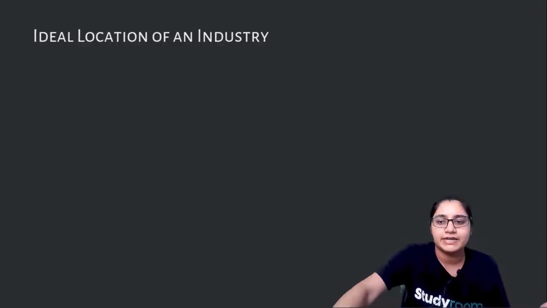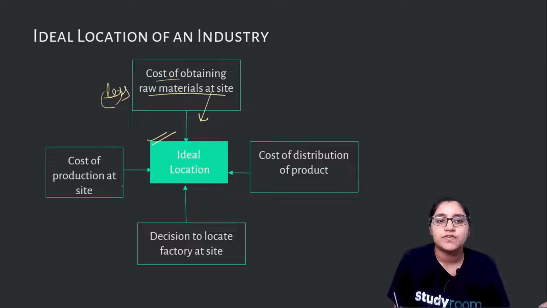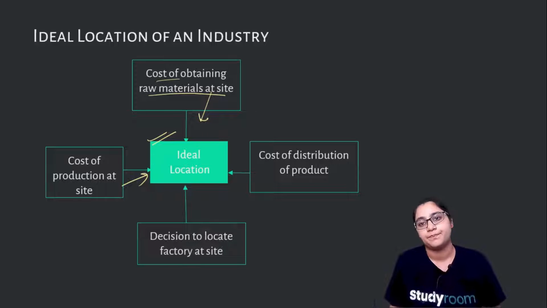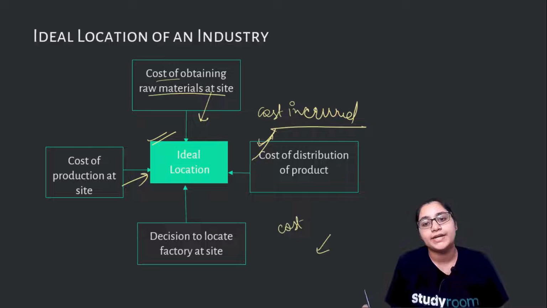There is an ideal location of an industry. So ideal location depends on what? Cost of obtaining raw materials at site should be less. Cost of production at site should be less. Keep these things in mind: the cost of obtaining raw materials at site should be less, then only you will locate there. All right. Cost of distribution of the product also matters. These are the costs incurred by the industry, so they should be less, and profit would be more. Then what would happen? The cost is less and what you are getting is more.